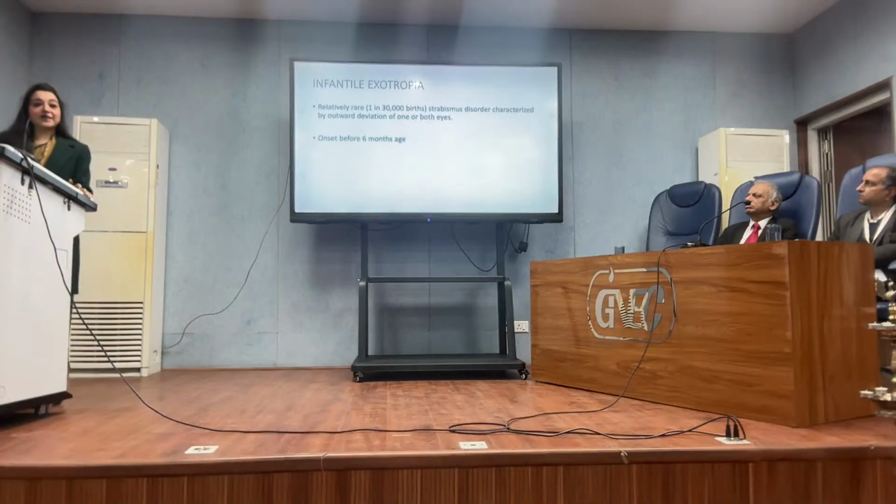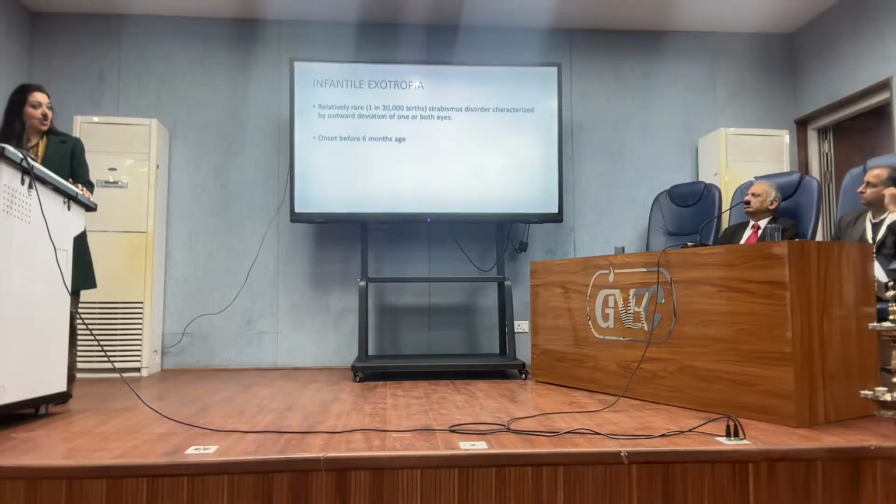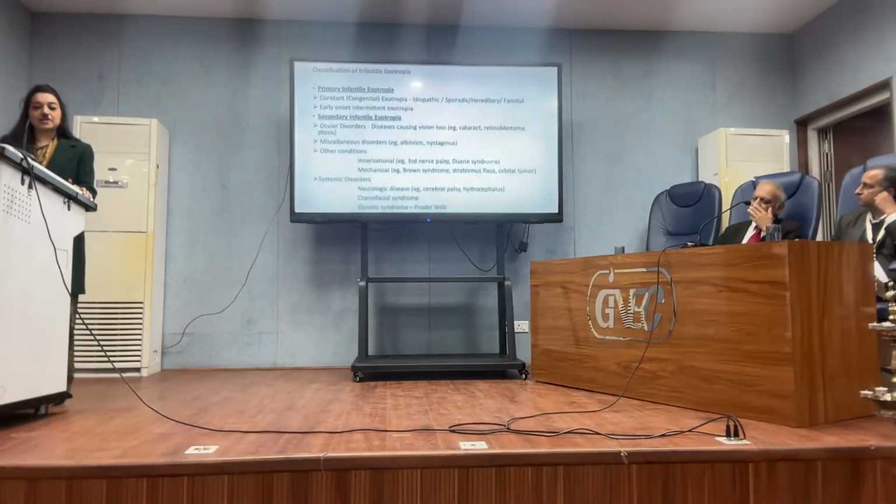Then moving on to the second type of exotropia, it's the infantile exotropia. It's relatively rare. Before making a diagnosis of infantile exotropia, it's important to rule out any sensory deprivation or a neurological disorder in the child. It usually develops before 6 months of age and it's usually constant. This is a classification of infantile exotropias.